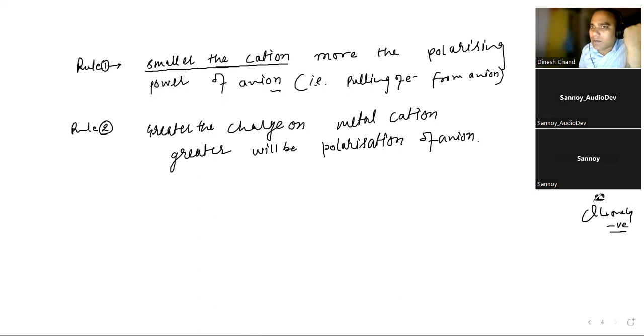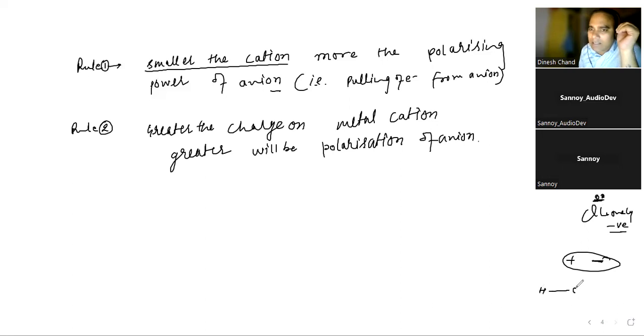Getting my point? Polarization means plus and minus. Polar means plus minus. Only minus cannot be polar, only plus cannot be polar. They can be ions only. Suppose there is HCl.